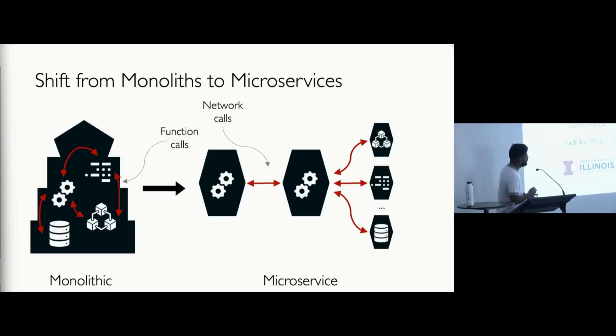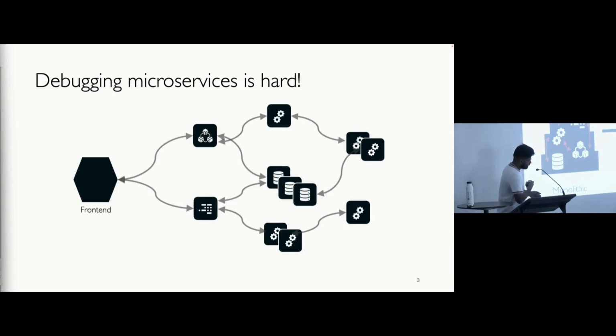All right, so we begin by observing the evolution of software. Software used to be built like monoliths, where different components talked to each other through function calls. Now, for reasons of scalability and easier deployment, you have microservice-style systems where each component is independently deployed and they talk to each other through network calls instead of function calls. All that is great for software, but debugging such microservice-style systems is extremely difficult.